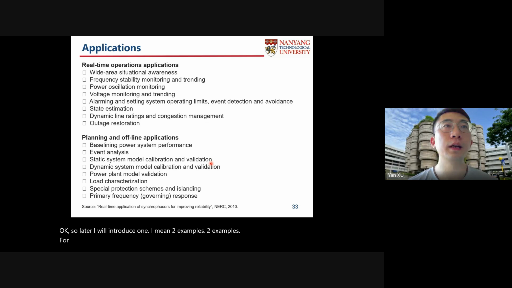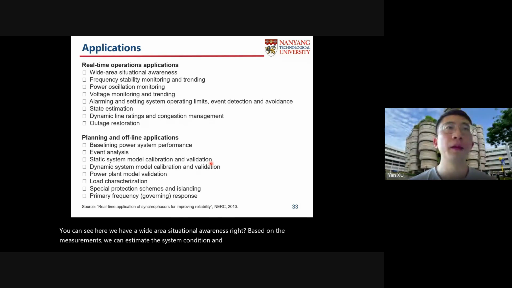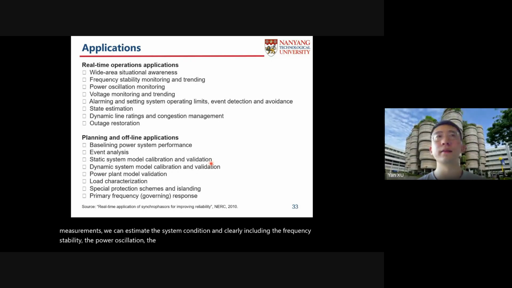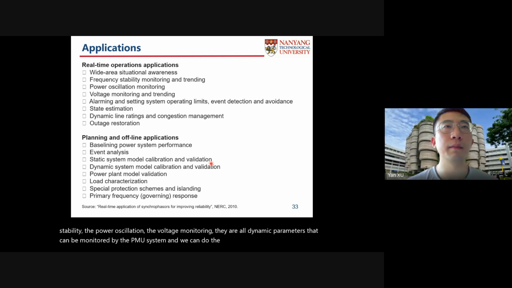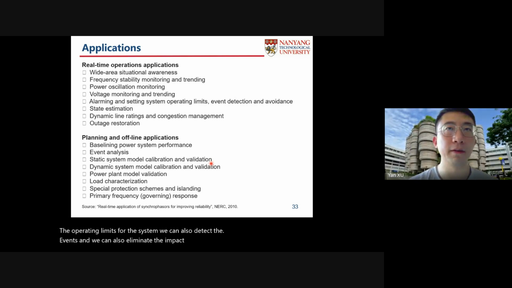For the real-time application, you can see here we have wide area situational awareness, right? Based on the measurements, we can estimate the system condition, clearly including the frequency stability, the power oscillation, the voltage monitoring. They are all dynamic parameters that can be monitored by the PMU system. And we can do the alarming and properly set the operating limits for the system. We can also detect the events, and we can also eliminate the impact of the contingency event. And we can also do the dynamic state estimation.